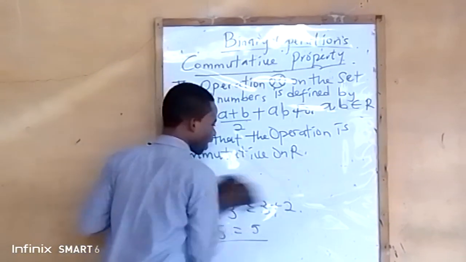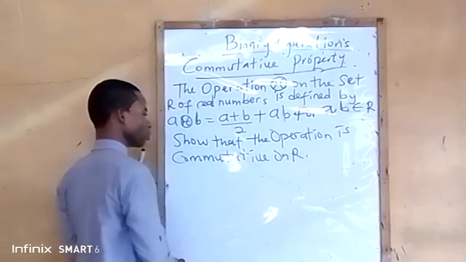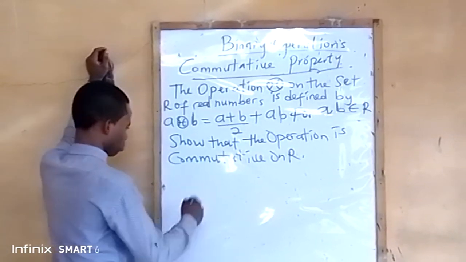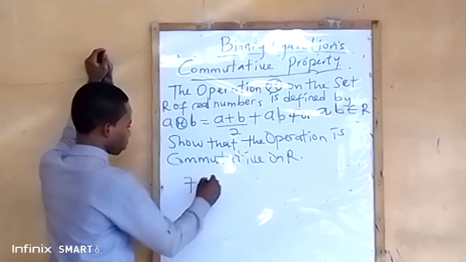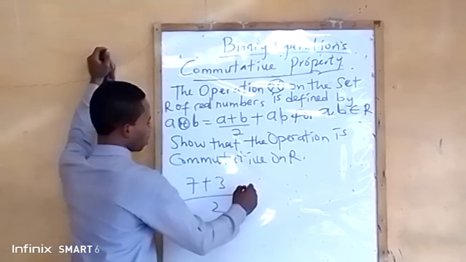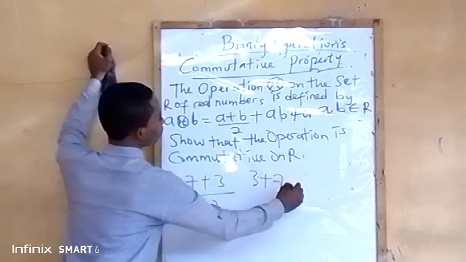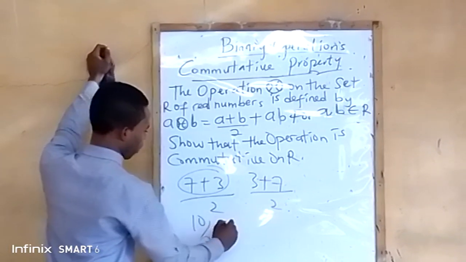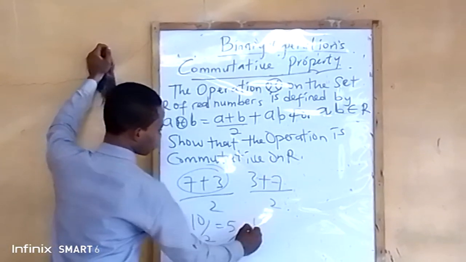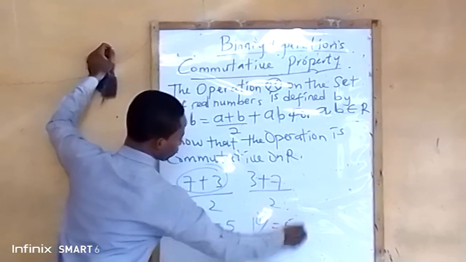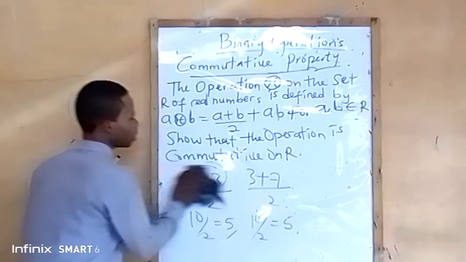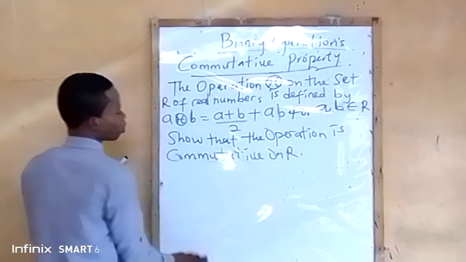Now, that means addition is commutative. If I say 7 plus 3 all over 2 and 3 plus 7 all over 2, 7 plus 3 is 10, all over 2 is 5. And 3 plus 7 is also 10, all over 2 is also 5. That means it's still commutative. Now let's check whether subtraction is commutative.